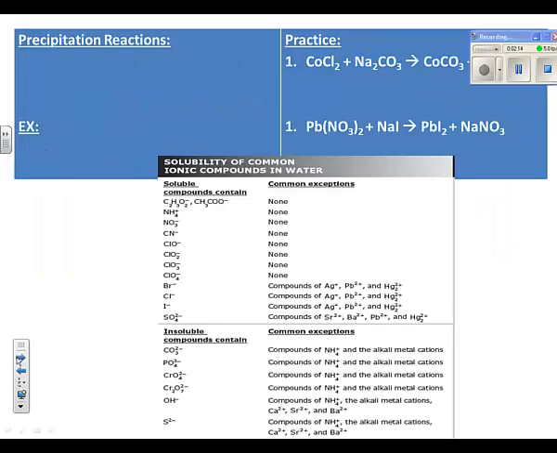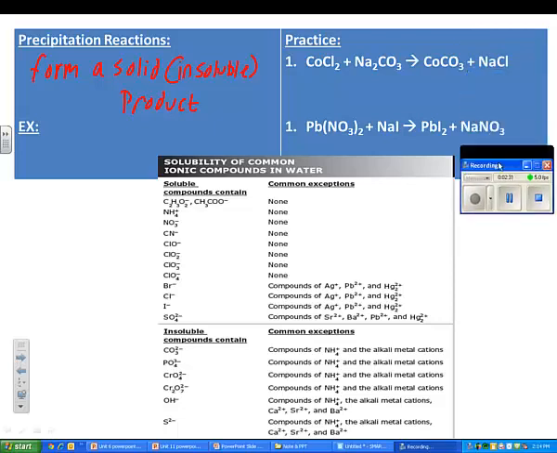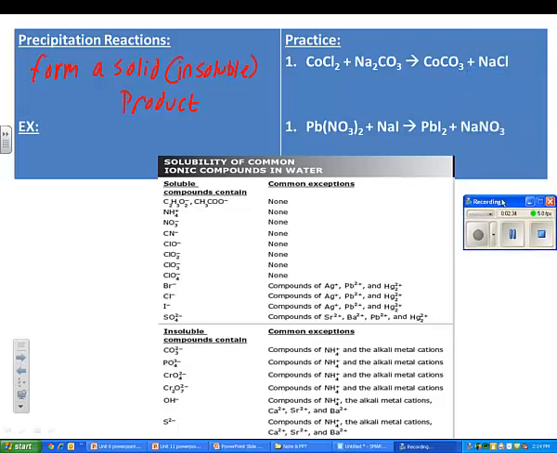The next one is a precipitation reaction, and this is where we form a solid, which will be an insoluble product. You'll see these in lab a lot where we mix two liquids together and something normally white powdery is floating around the bottom of it. So you always got to check your reactions.